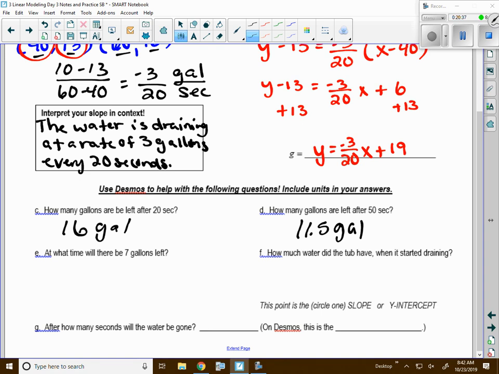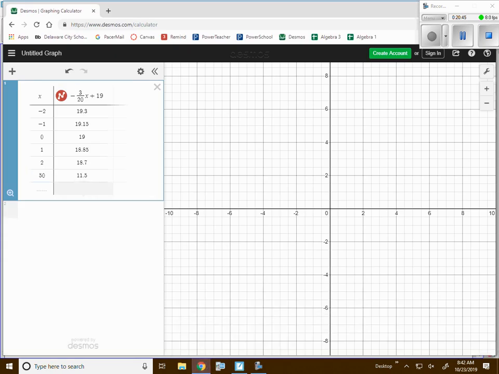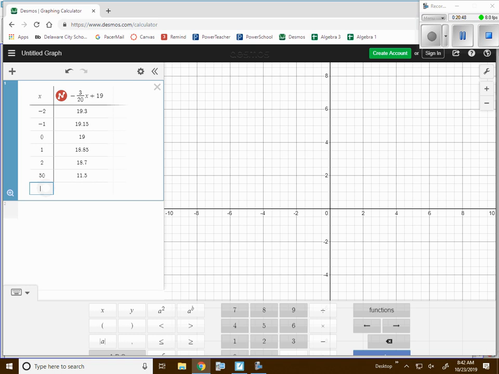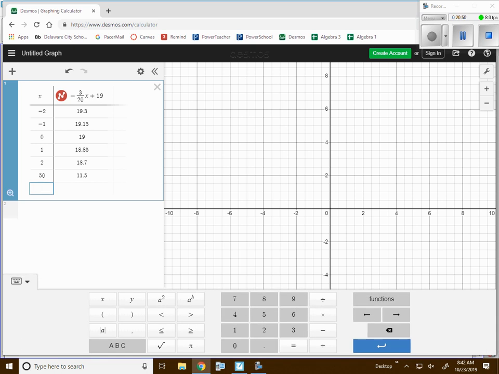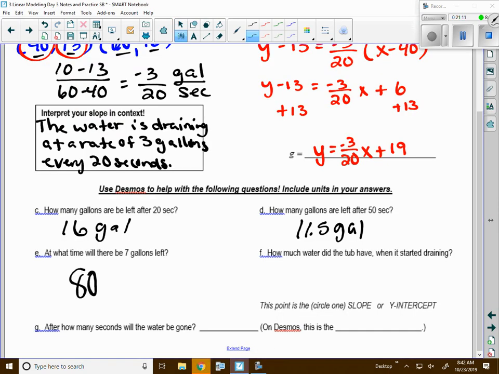At what time will there be 7 gallons left? Now that was a little bit tougher. You can't type in Y values here. But we know that it's going to keep going down the bigger that our X values get. So let me try 60. Nope, not big enough. What about 70? 8.5. What am I looking for? 7? 80. There we go. Look at that. Okay. So I typed in 80 seconds and I got 7 gallons. So it would be 80 seconds to get down to 7 gallons.